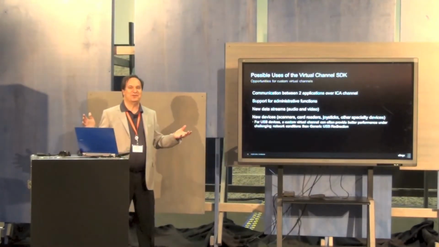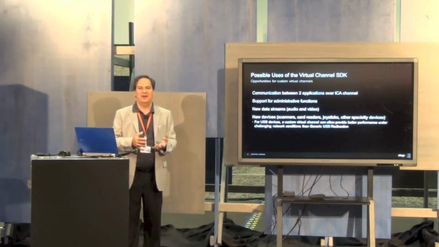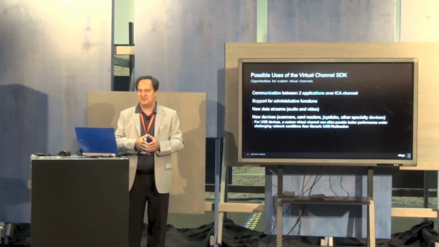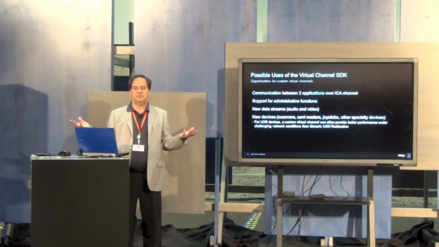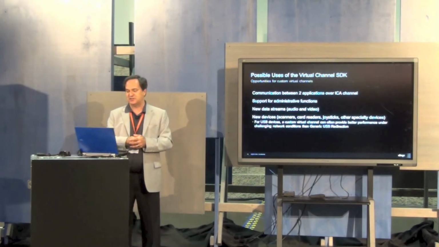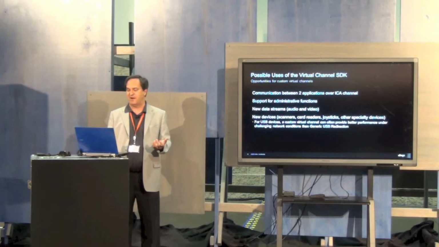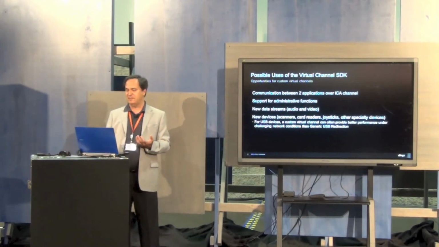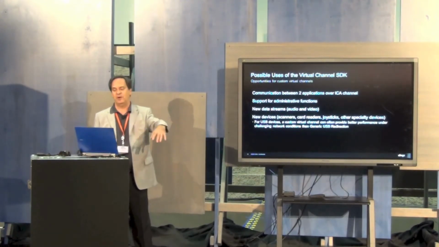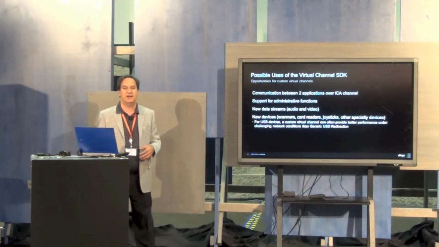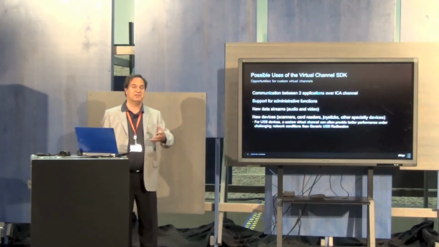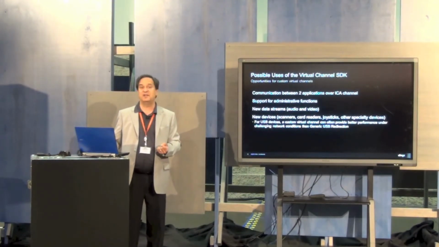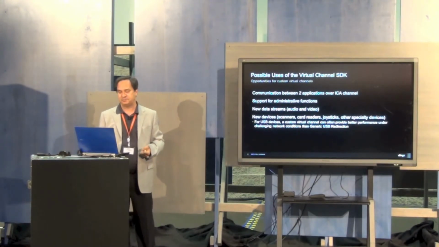What can you do with the virtual channel SDK? Well, it's up to you. It's really up to your imagination. It provides communication between two applications over an ICA channel. So you might use it for administrative functions. For example, you might communicate with the client to query a local database application there, or to inventory the client, perhaps to check for installed applications, or to see if there's a virus scanner on that client.